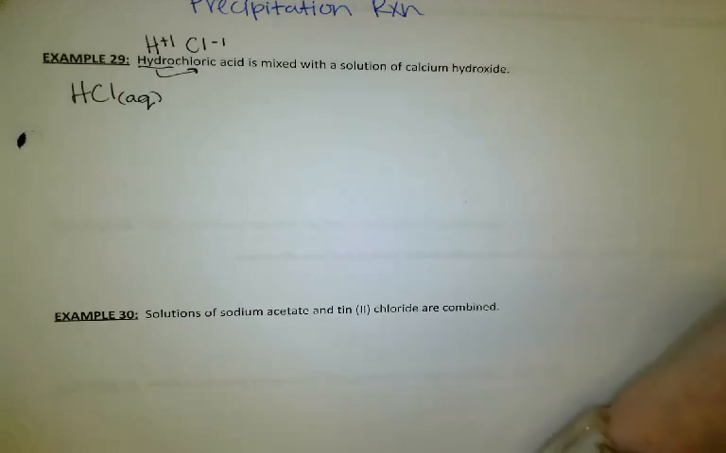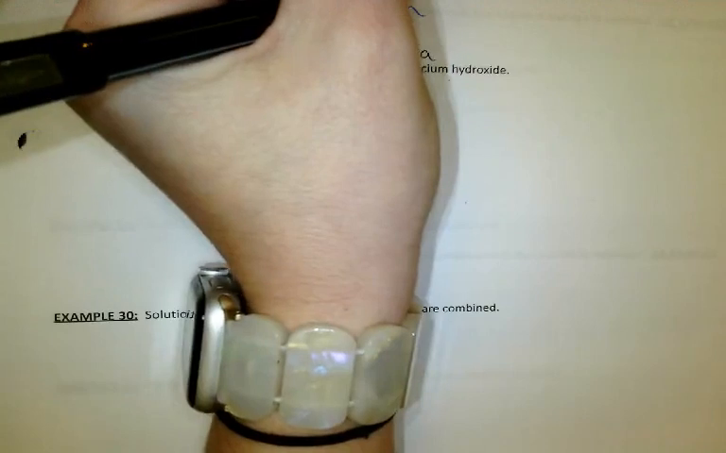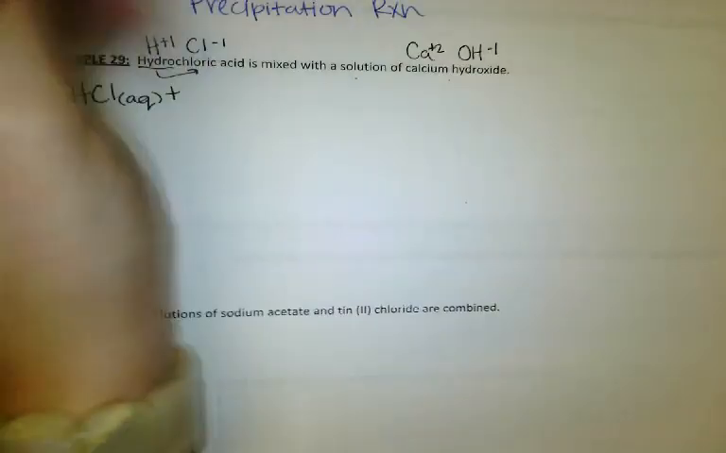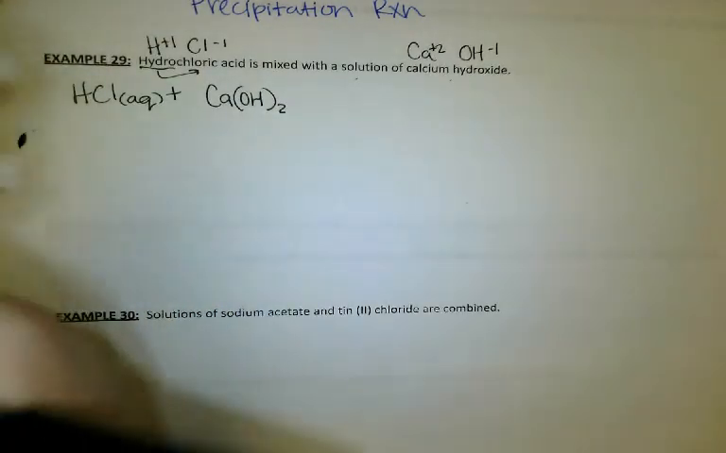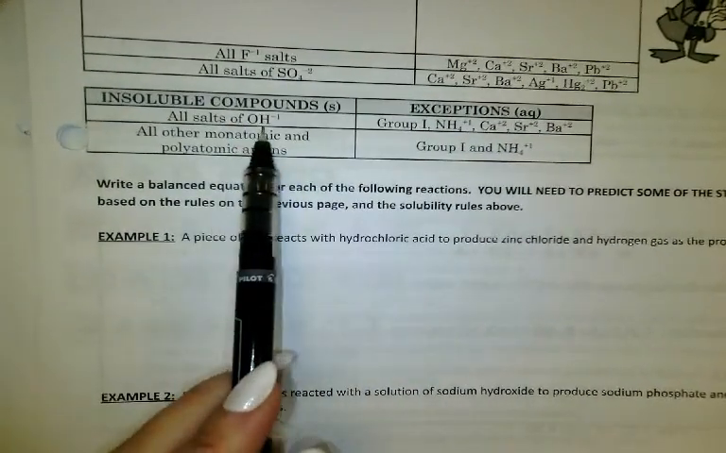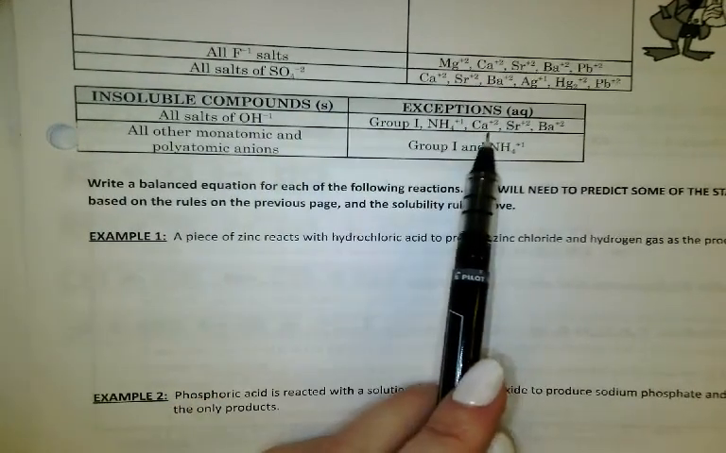Plus, now it says a solution of calcium hydroxide. What's calcium's charge? Plus 2. Hydroxide is OH negative 1. So our formula is going to be Ca(OH)2. Okay. Now if you look on your solubility rules, calcium hydroxide is an exception. Mostly all salts of a hydroxide are solids, but if it's formed with calcium, it's aqueous. So that means calcium hydroxide is aqueous. Yes? No.